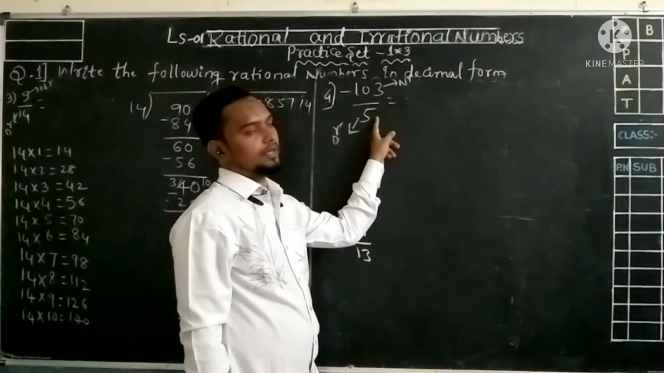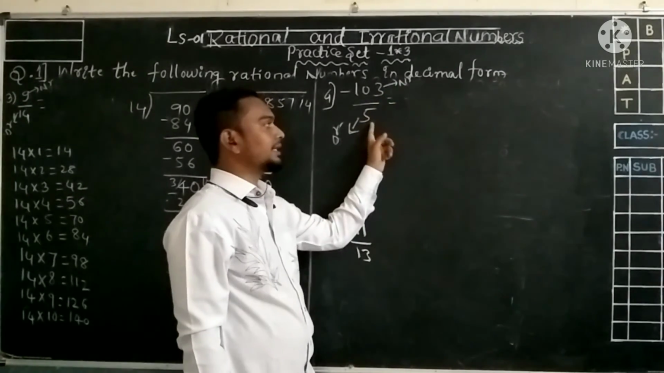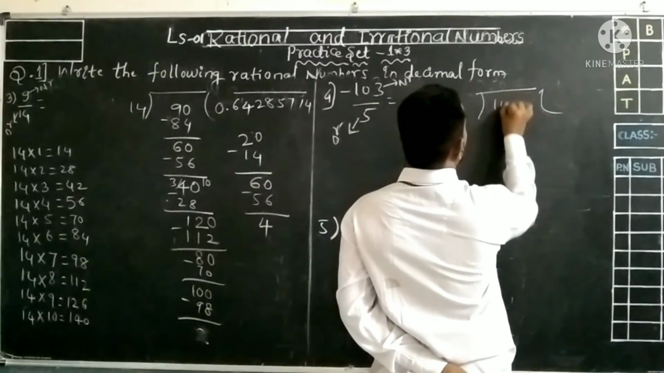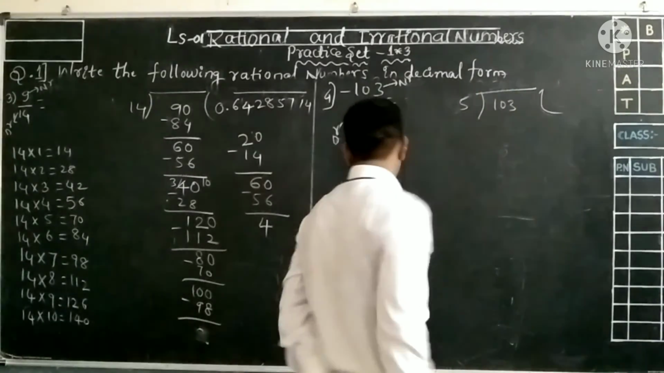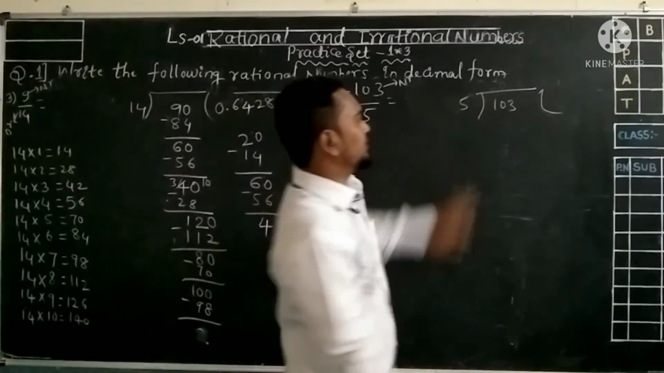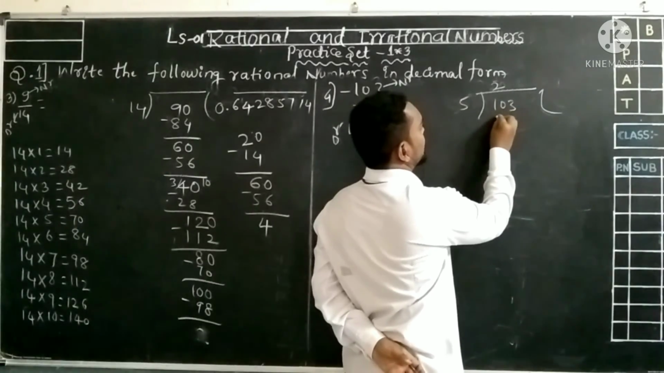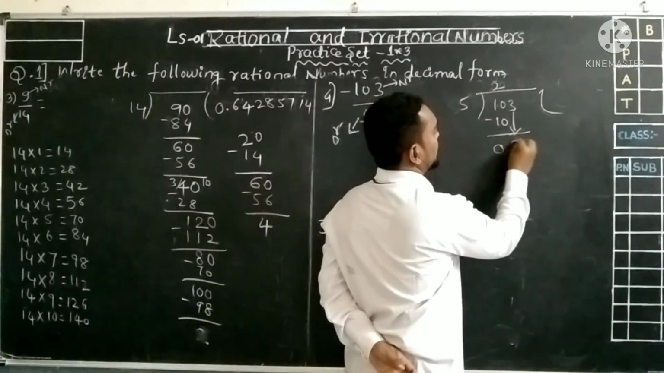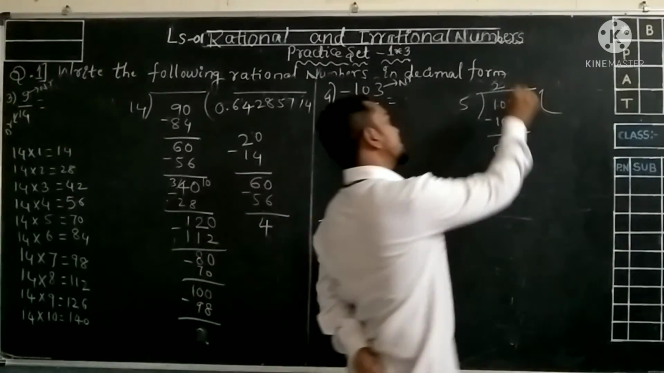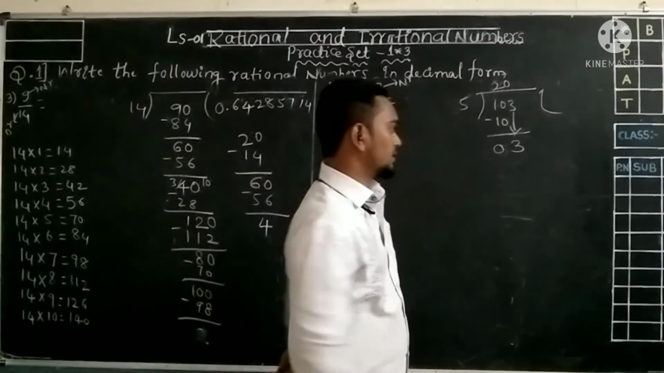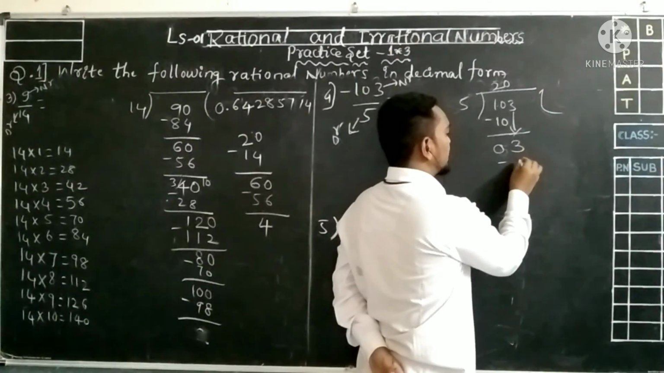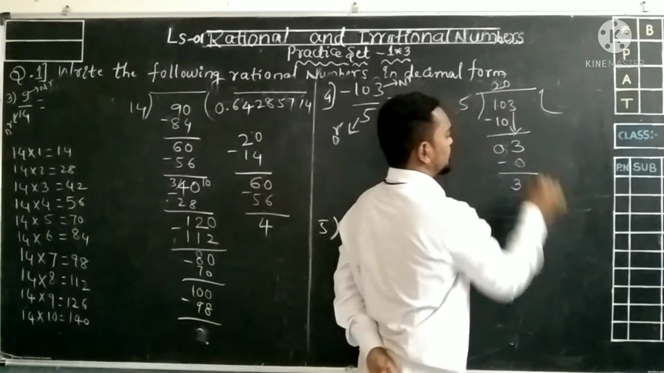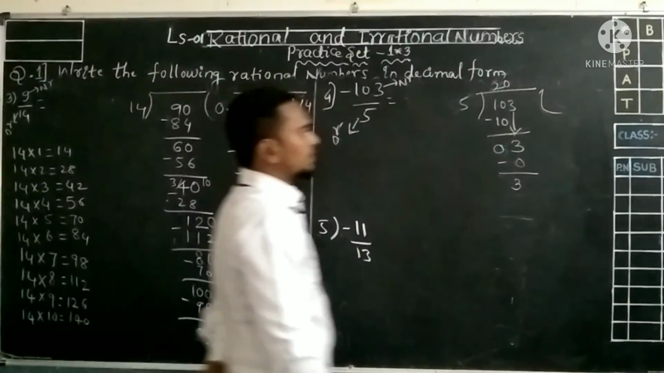Fourth question, minus 103 upon 5. This is considered as the numerator and this one is considered as the denominator. First of all, now we write 103 and 5. 5 2s are 10. 10 minus 10 is 0. This 3 comes down. Now we will put 0 on the upper side. 3 minus 0 means 3.